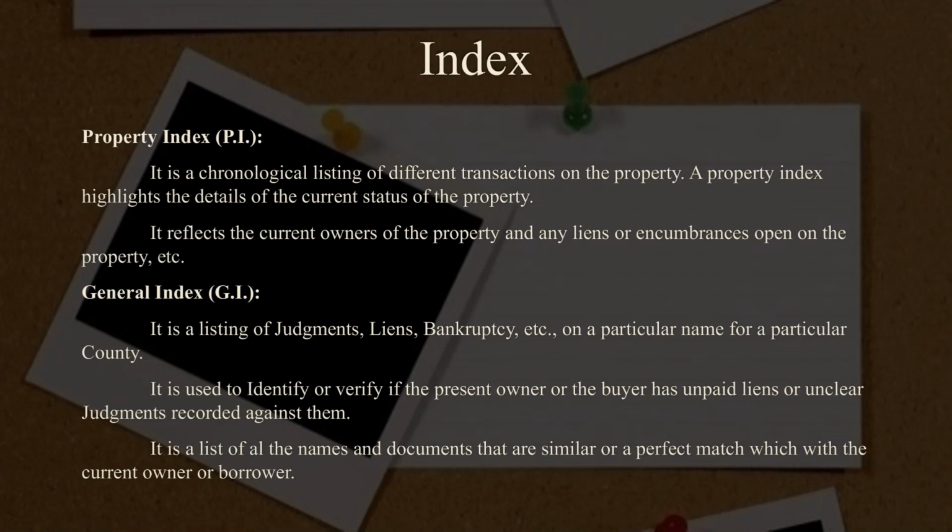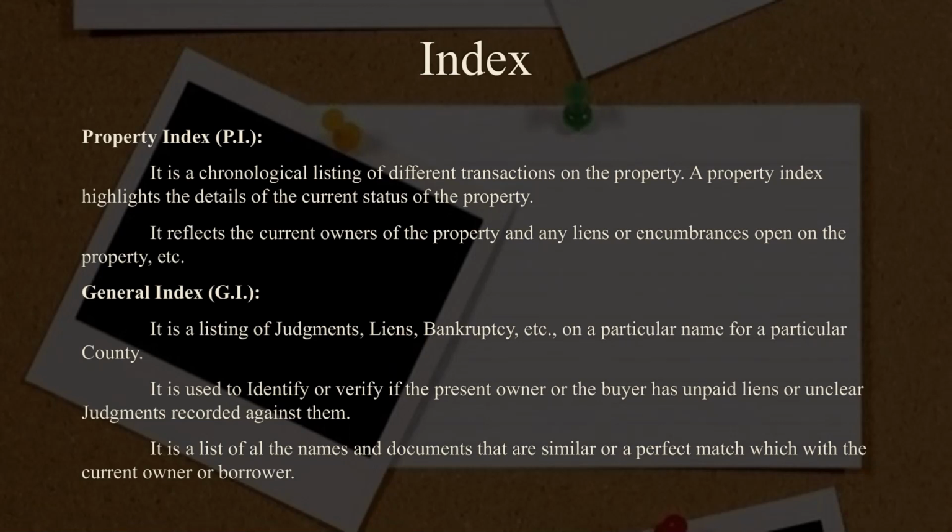It is a chronological listing of different transactions on the property. A property index highlights the details of the current status of the property. It reflects the current owners of the property and any liens or encumbrances open on the property. Chain of title should be verified in the property index. Chain of title is a chronological listing of transfer of title or ownership of a particular property.